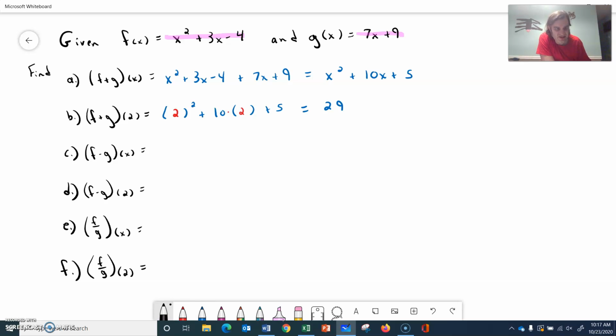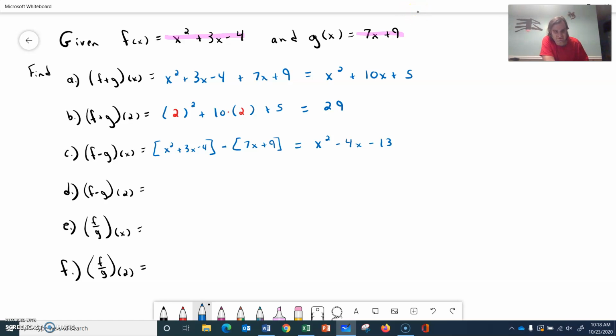So, next we have f minus g of x, so we're looking for the function. So, we'll have f, which is x squared plus 3x minus 4, and we'll be subtracting g, which is 7x plus 9, so there'll be a negative sign distributed. But let's see, if I combine those, it'll be x squared, 3x minus 7x will be minus 4x, and then negative 4 minus 9 will be negative 13. So f minus g is x squared minus 4x minus 13. So once again, we combined two separate functions into one.